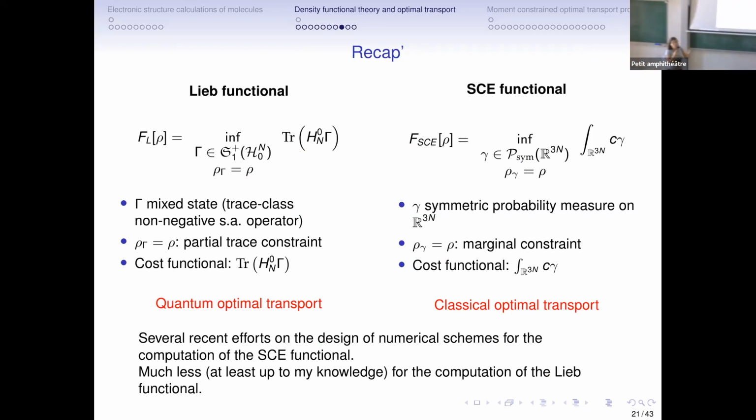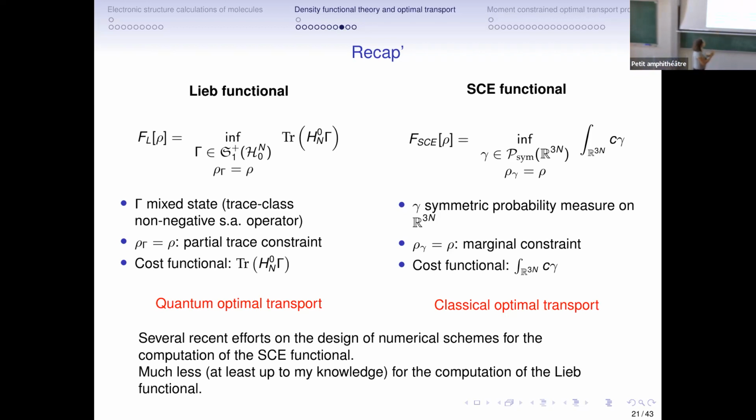So remember, this Lieb functional yields the exact ground state energy of the electrons, which is a nice thing. And it reads like a quantum optimal transport, a minimization problem over a set of operators. Then you've got its strongly correlated functional, which is an approximation of the Lieb functional, and so will lead to an approximation of the ground state energy of the electrons.